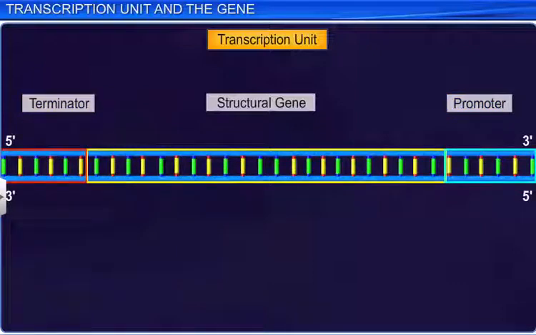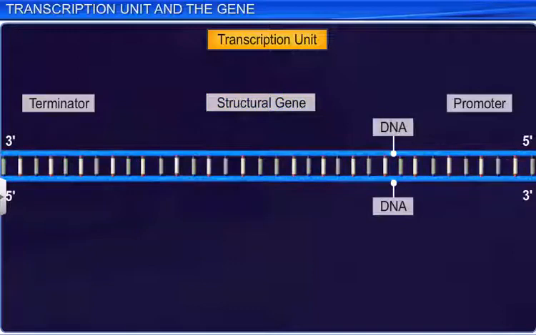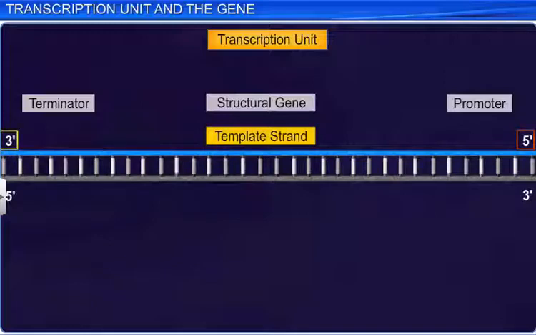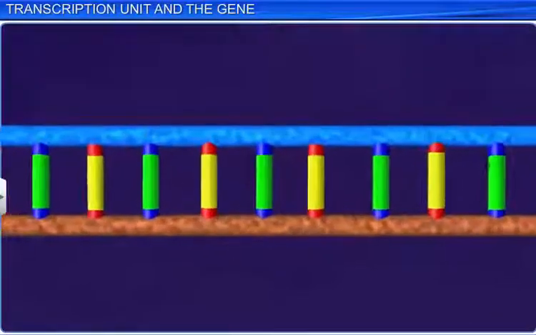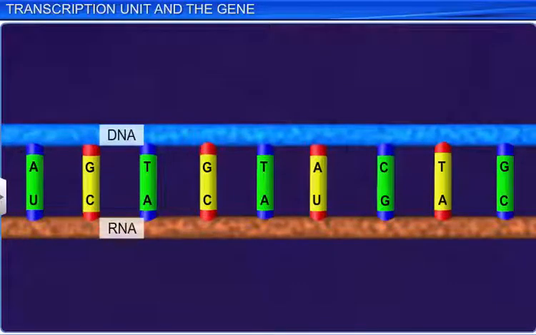The next part of the transcription unit is the structural gene, which consists of two DNA strands having opposite polarity. The strand with the 3' to 5' polarity acts as a template and is called the template strand, while the DNA strand, which has 5' to 3' polarity, is known as the coding strand and is displaced during transcription. The sequence of this strand is the same as that of RNA, except that thymine exists in place of uracil.